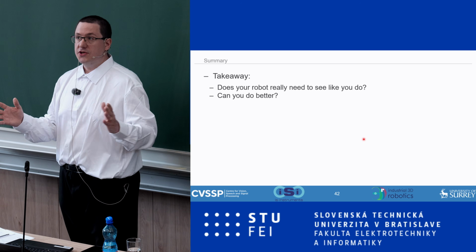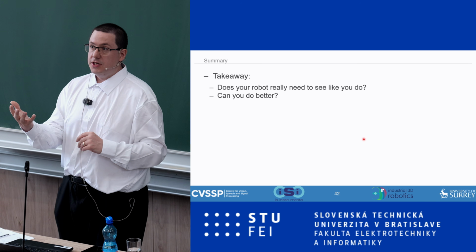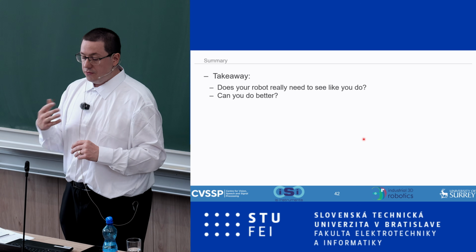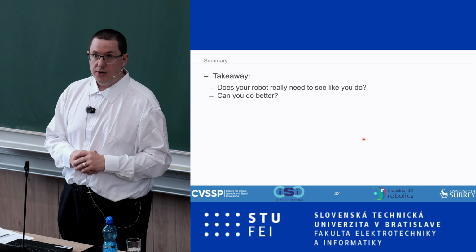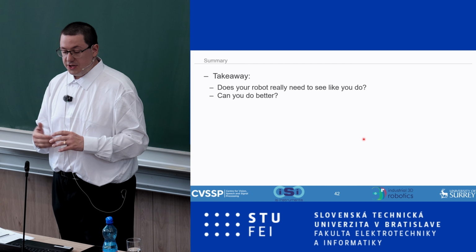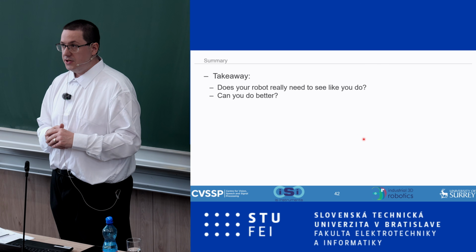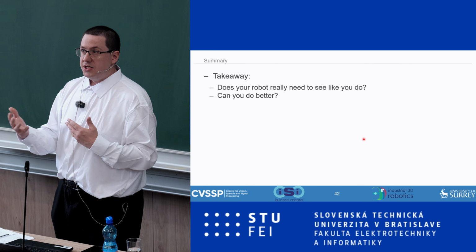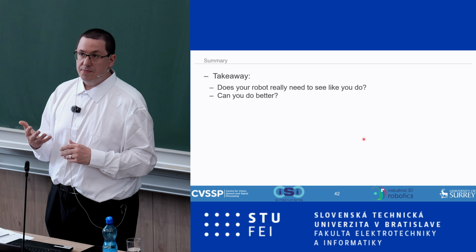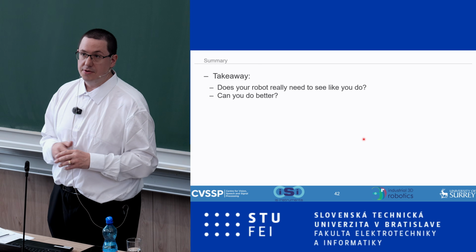Okay, so my overall summary is if you're doing something with a robot and your robot sees the world the same way that you do, just ask yourself, does it need to see the world the same way you do? Do you need to have that shared understanding, or can you do better than that? Can your robot be better than human?